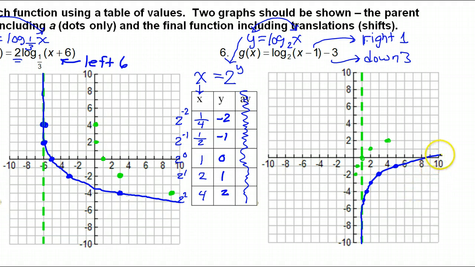Please make sure your graph goes all the way to the edges of your grid. So that's it. That's the final answer for number 6. You must show the asymptote. That is not optional. And you must show your original points, your unshifted 5 dots. Please don't connect them.